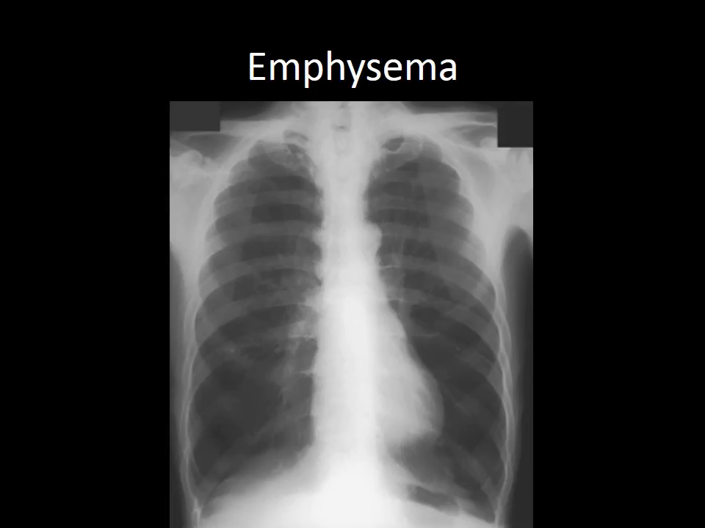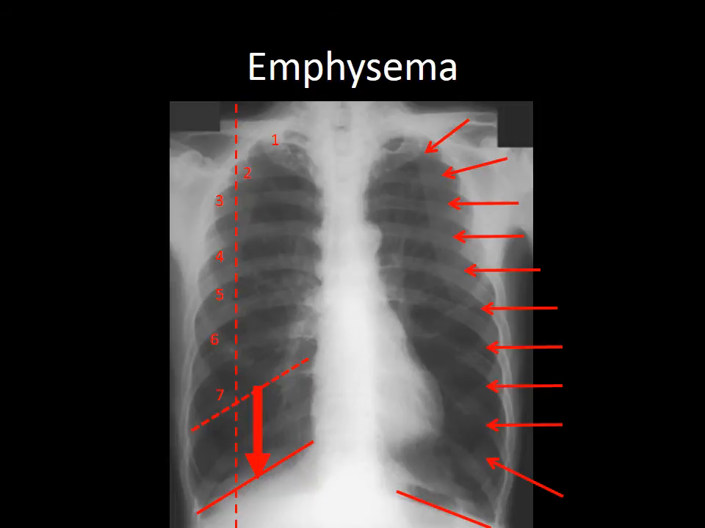This chest X-ray shows the typical features of emphysematous lungs. These are flattening of the diaphragm, location of the diaphragm at or below the anterior 7th rib, depletion of blood vessels, and elongation of the mediastinum, which pulls the heart down and results in a reduced transverse cardiac diameter.